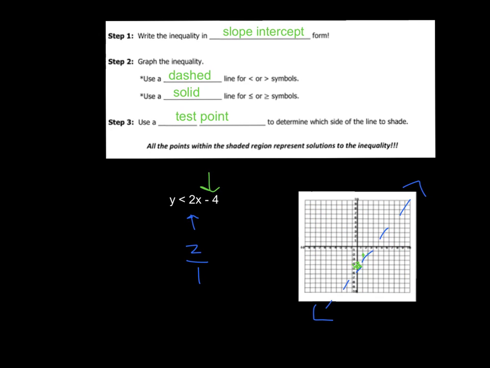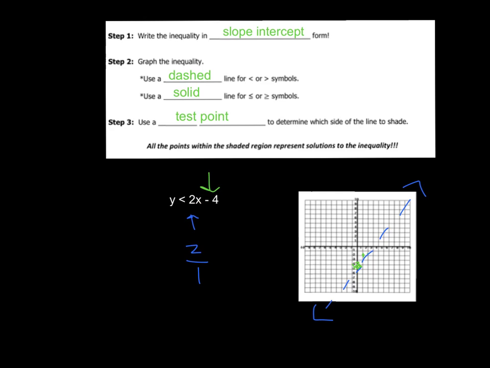Because remember, in an inequality, you're going to have multiple solutions. So it says to use a test point to determine which side of the line to shade. So if you think back to what we did on the previous slide, we plugged in ordered pairs. My suggestion is that you use 0, 0 as your test point, because that'll make it just a little bit easier to do in your head.